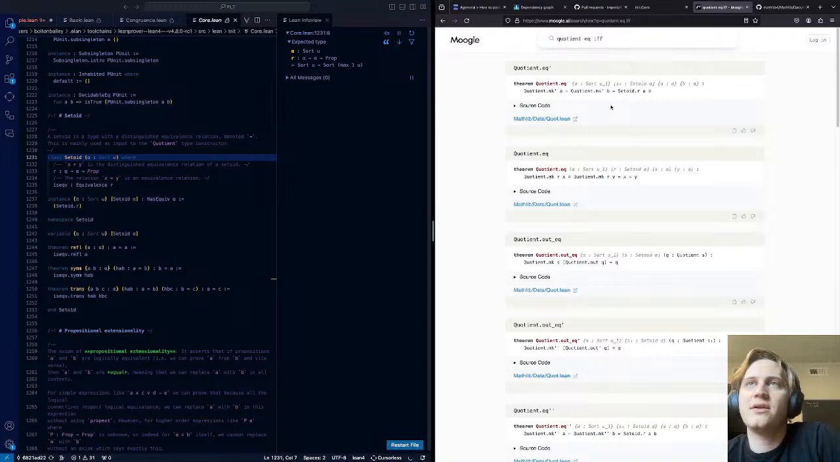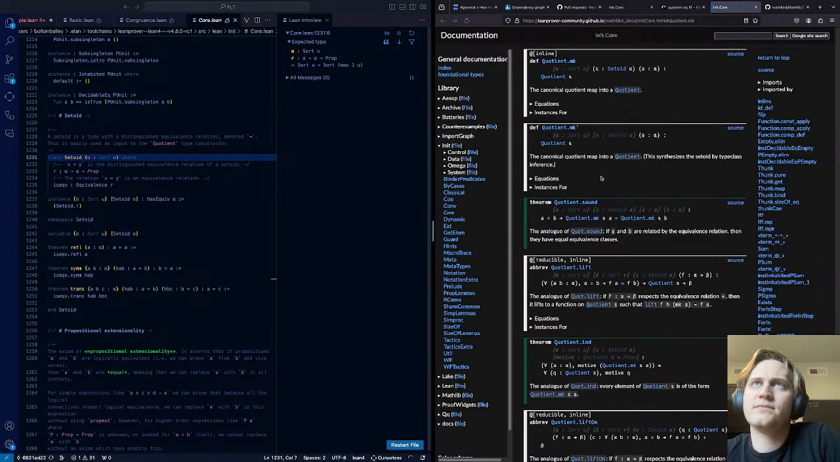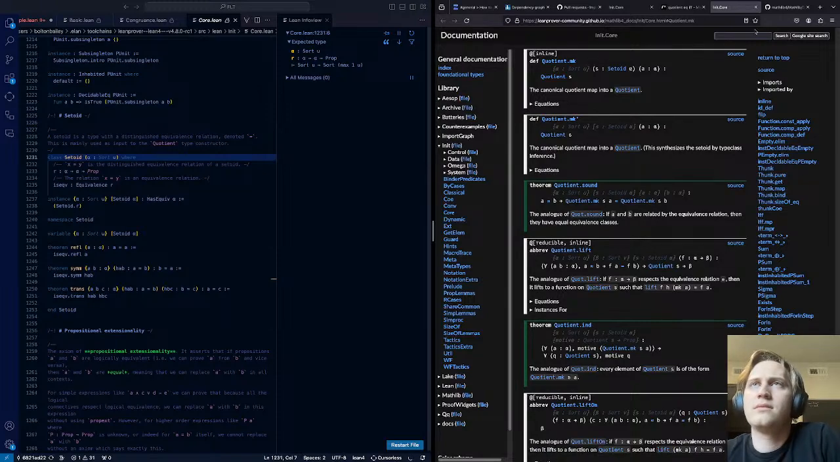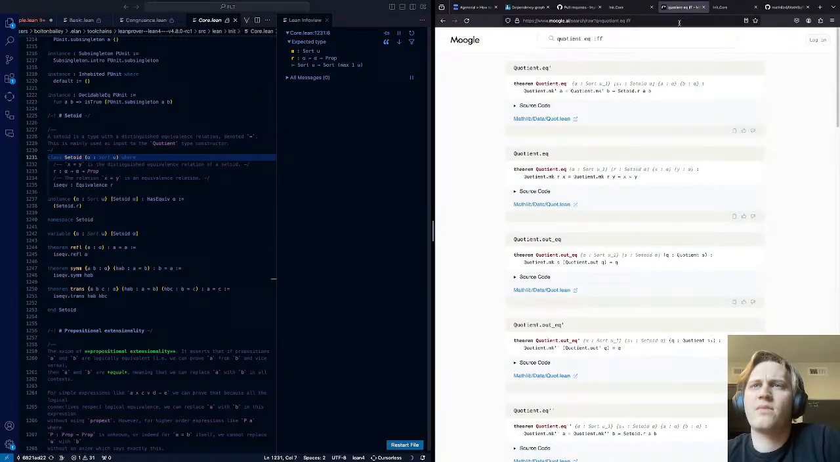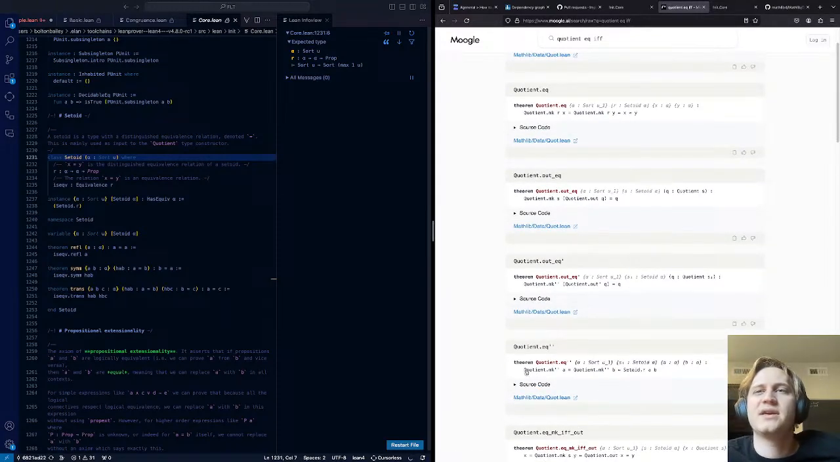What I want is a theorem that, for quotient.make, it's like this, basically. Quotient.make A and quotient.make B, these are the things that lift A and B into the quotient type. And this holds true if the setoid relation holds for A and B. So this is basically what I want.